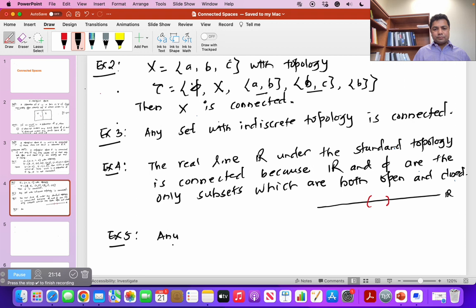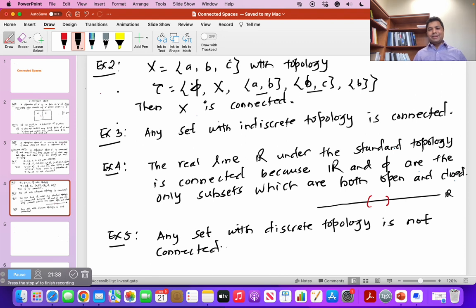Any set with the discrete topology is not connected. This is because in the discrete topology, every subset of the given set is open. That means all the singleton sets of the given set are open.